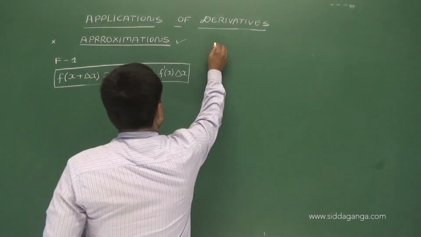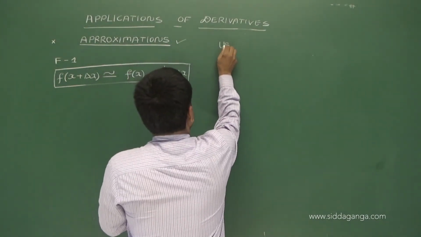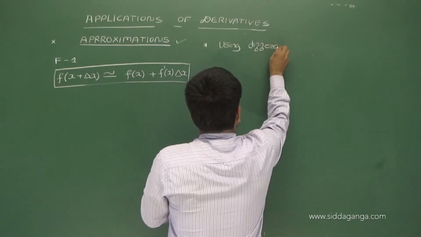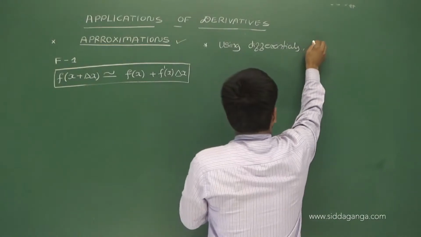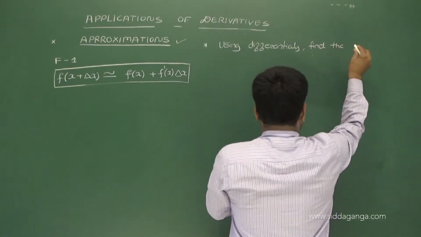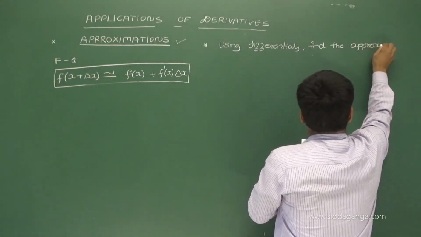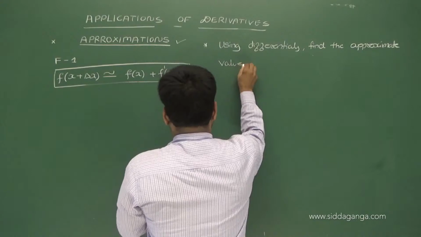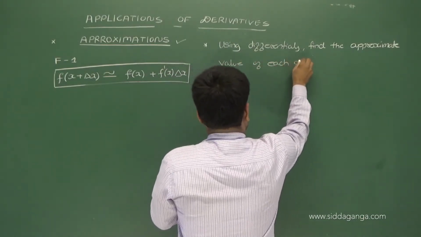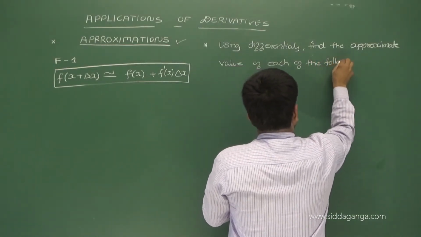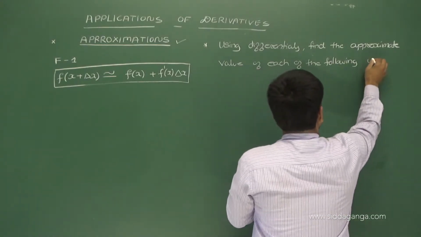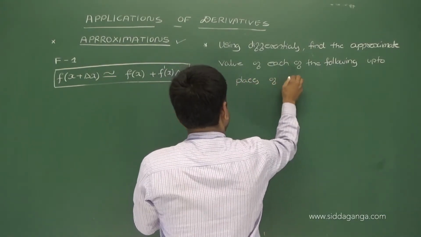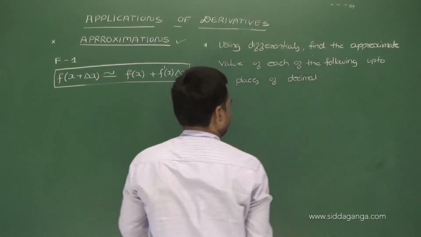Problem: using differentials, find the approximate value of each of the following up to 3 places of decimal.